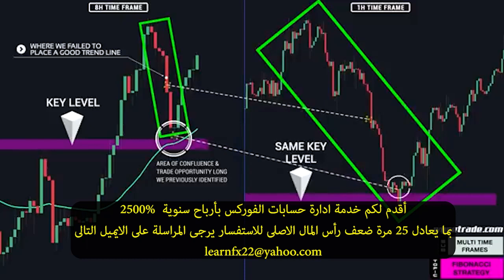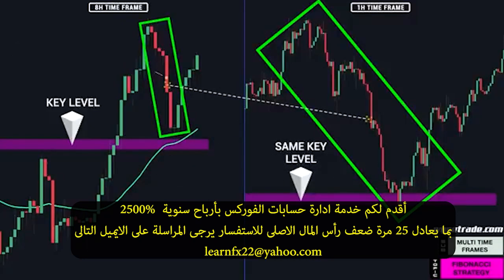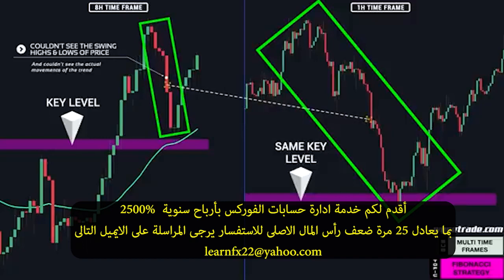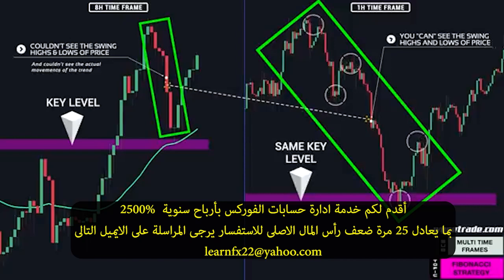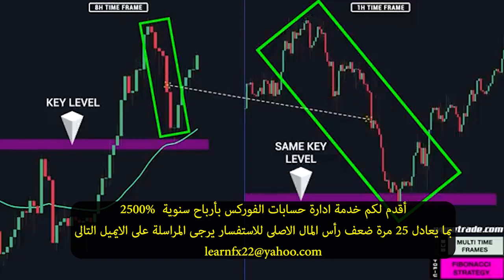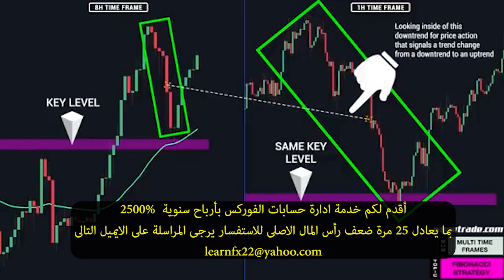And here is the same area on the 1-hour time frame. Now on the 8-hour time frame we previously looked at, notice how you couldn't see the swings of price. Whereas on the 1-hour time frame, you can clearly see the swing highs and swing lows and movements of price. Again, we are looking on the 1-hour time frame in this downtrend for price action that signals a trend change from a downtrend to an uptrend.